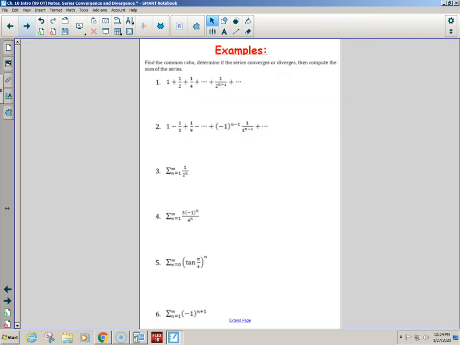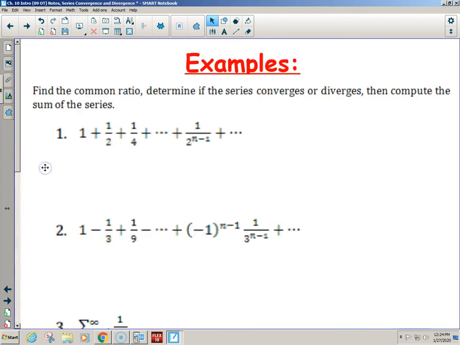Well, let's talk about some examples. Let's start with what if the sigma is not there? Let me give you a second to get it down.